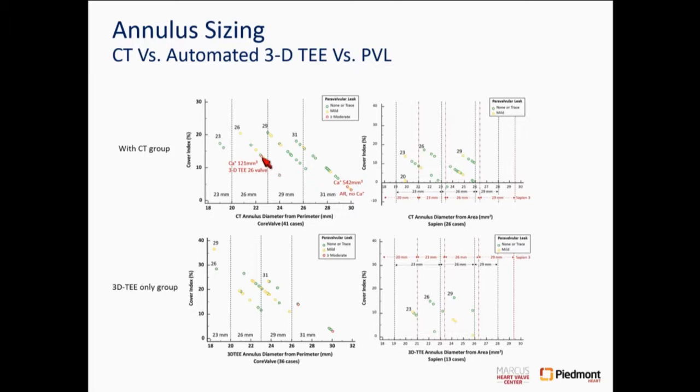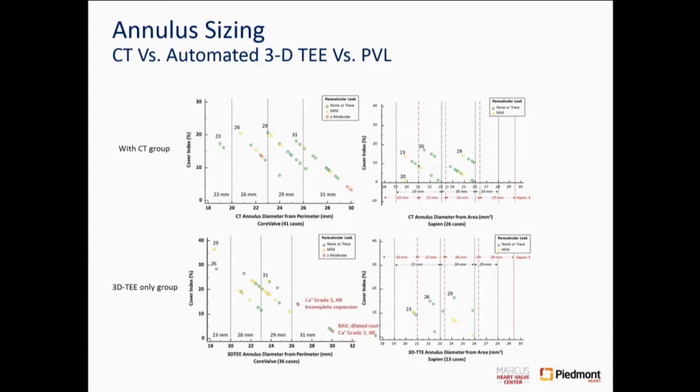This patient right here, where CT predicted a 26 valve and a 26 valve was used, the calcium score was high; greater than 70 was considered extreme calcification, and it was 120. In addition, the 3D TE data also predicted a 26 valve. So we suspect this PVL was due to extreme calcification and not due to a sizing issue. And that is a real world issue that we have. It is not only about sizing, but also about the extent of calcium, as we heard in the discussion leading up to this presentation.